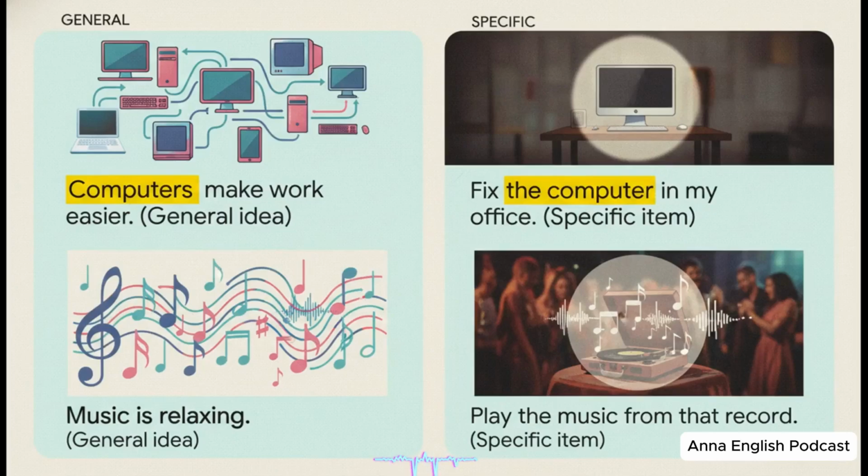And this shows the difference perfectly. On the left, computers means all computers in general. And music just means music as a concept. But on the right, now we're talking about the one specific computer in my office and this specific music from that one party. The spotlight is definitely on.